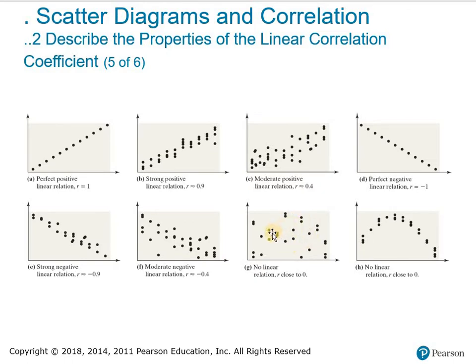So we say here we don't have a linear relation and r is very close to 0. The next example, H, I cannot see any linear relation here, and r is going to be equal to 0 because the trend is not linear at all. It follows a curve. So this is definitely not a linear relationship.